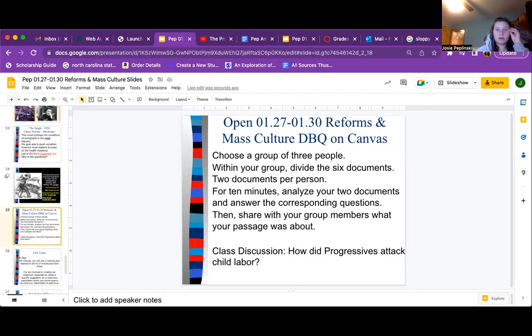There are some more directions on Canvas. You will check over the answers that your other group members have written on there and make sure that you agree with them, add on to them if you feel that you should. Honors, I'm going to have you include a quote for at least one of your questions, defending your answers.